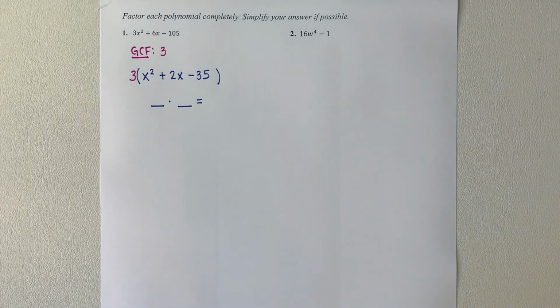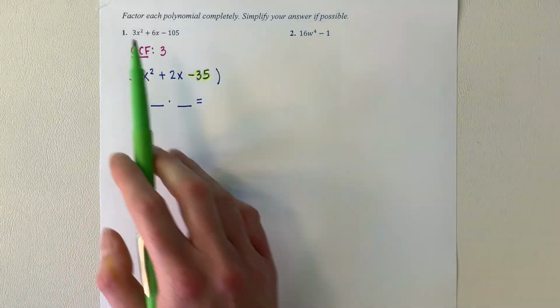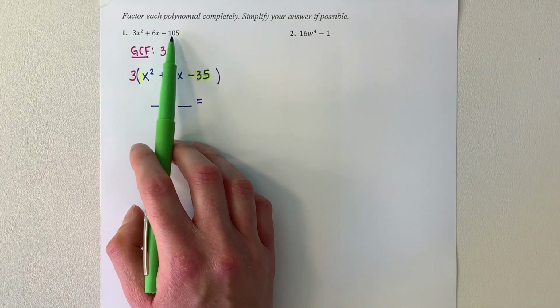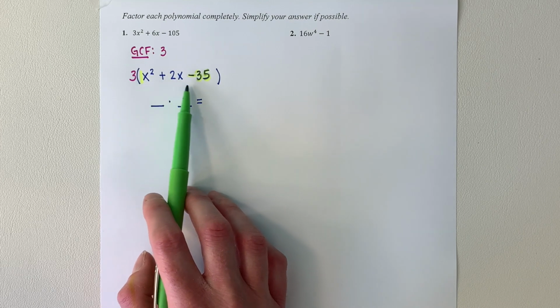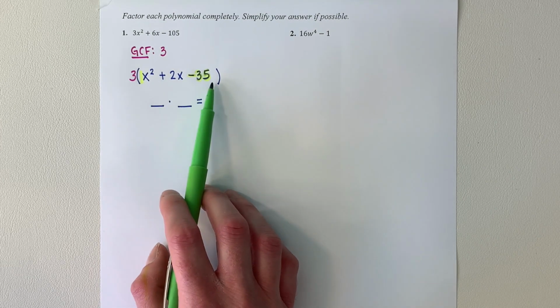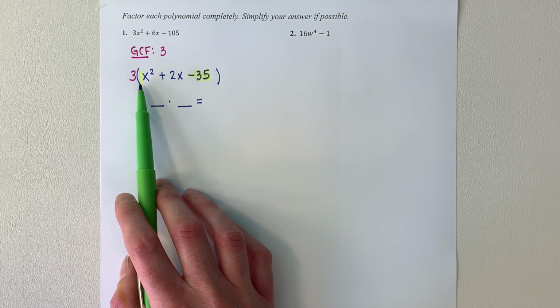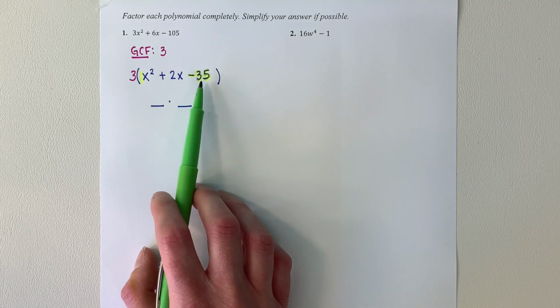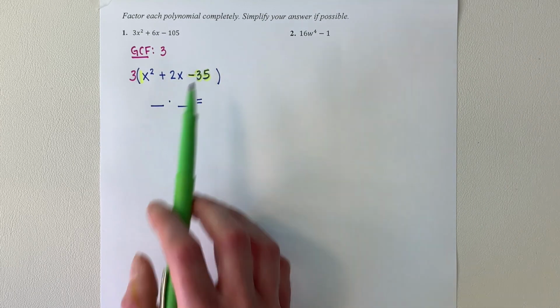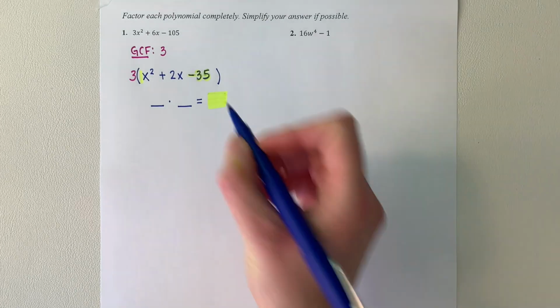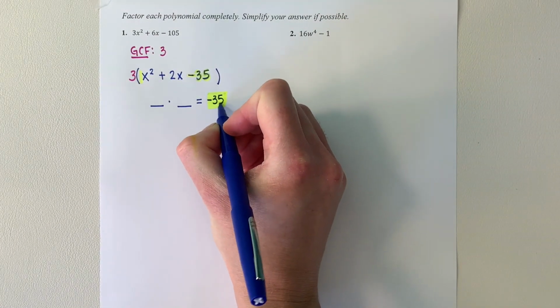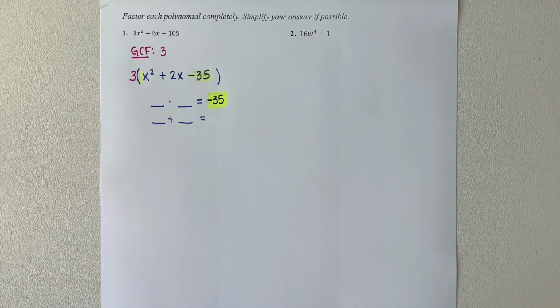So first, we need to find 2 numbers that multiply to give us a times c. Now be very careful when you're determining a and c, do not look at the original problem. We're focusing on this expression here with the GCF factored out. So a is the coefficient of the x squared term, which is 1, and c is the constant, which is negative 35. So 1 times negative 35 gives us negative 35. We need those same 2 numbers to add to give us b.